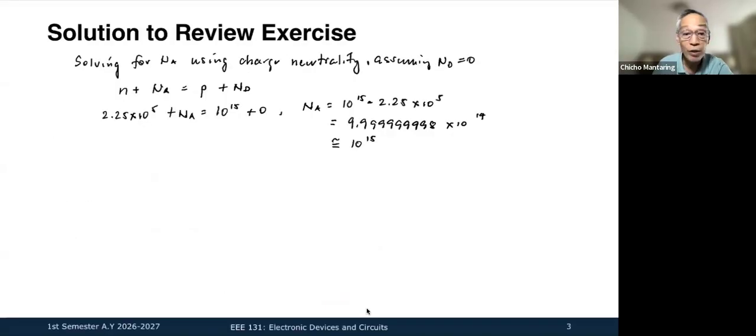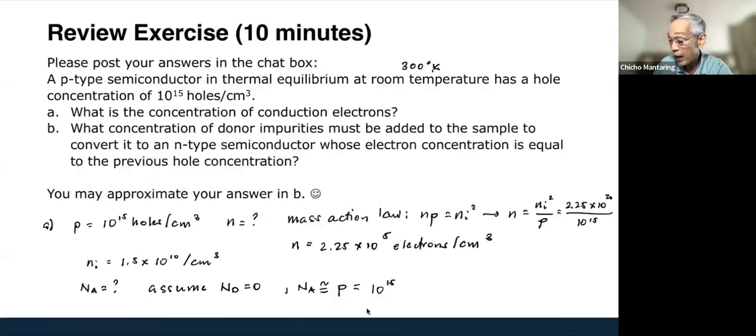Now, if you wanted to solve it exactly, what did I get? 9.999999998 times 10 to the 14. Sometimes your calculator cannot even distinguish the difference. Okay. Any questions? By the way, I did not ask this in the problem. Ang hiningi ko lang is N. I just wanted to compute for Na because we can use this sa letter B.